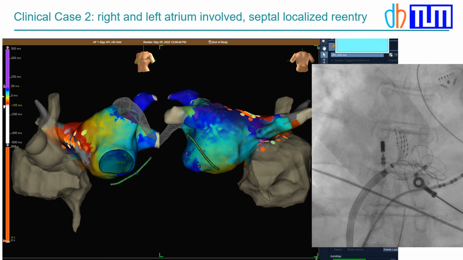This was a septal localized reentry just beneath the right superior pulmonary vein, and we finally ablated it from the right side. So this is the HD Grid placed on the right atrial septum, and we could ablate this septal reentry here from the right and the left side. You can appreciate we ablated also from left side, right side, and then could eliminate it.